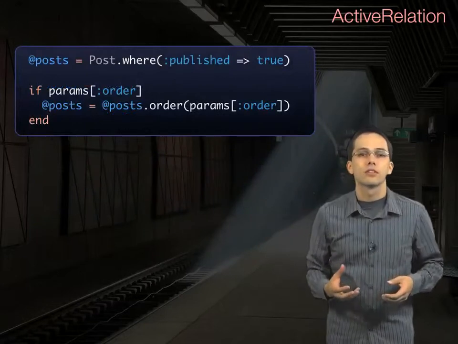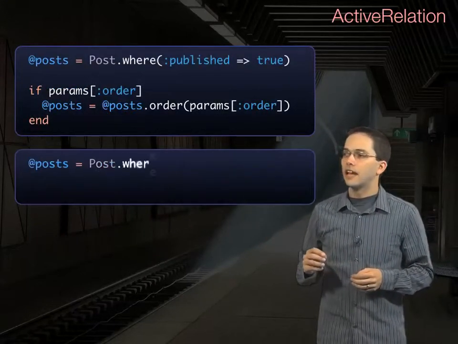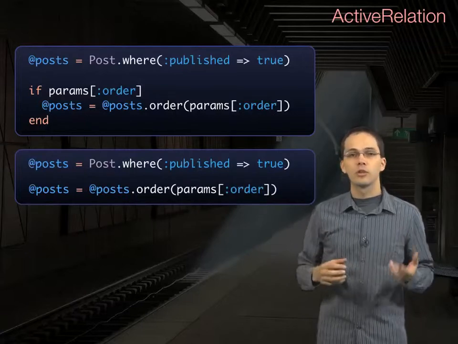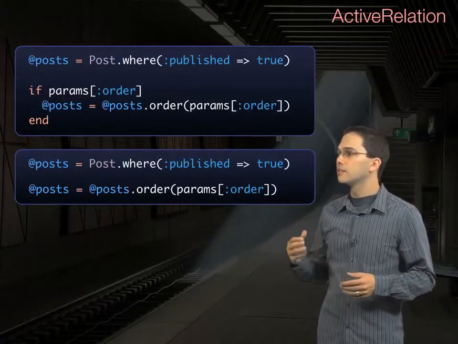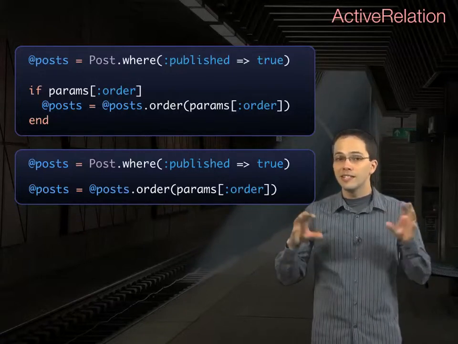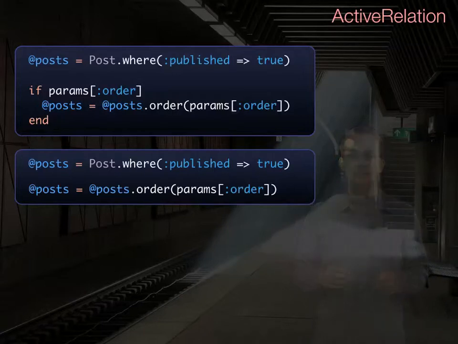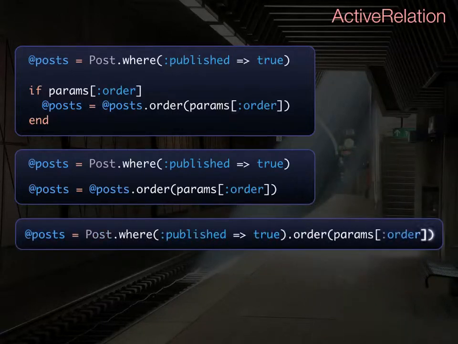As I was programming this code, I realized I could refactor it slightly. Instead of actually having the conditional to check if the order parameter exists, I can simply do Post.order(params[:order]), and if the order parameter doesn't exist, it's simply not going to add that condition onto the query. What this means, of course, is that I could write this entire query in a single line, like so.